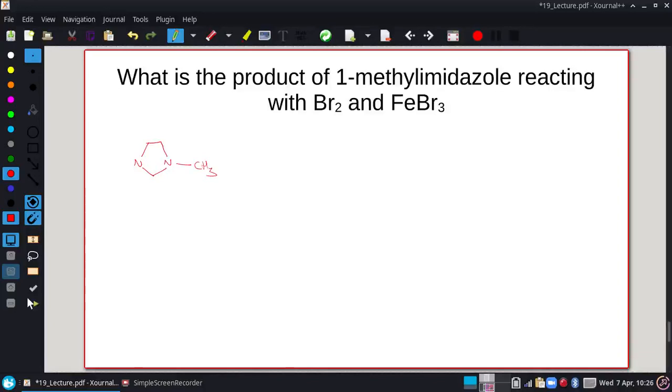All right, now when I put my double bonds in, that one's always double. The one that's across from this could have had a hydrogen if it was a regular imidazole, but it's got the lone pair here, so therefore this one's alone, and this has its lone pair over there. So there is our 1-methyl imidazole, and we are going to react that with bromine and iron bromide.